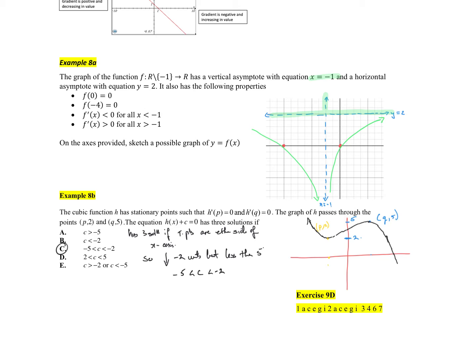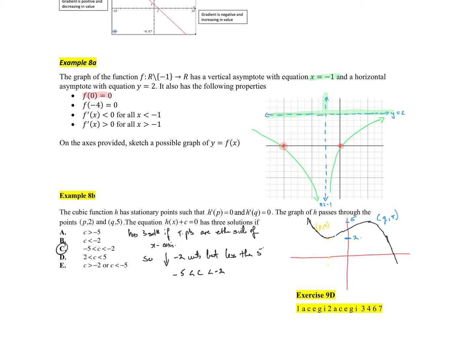f of 0 is equal to 0, so we go through the origin, which is what we've got. Okay, f of -4 is also equal to 0. So there's my two intercepts. So now we've got to make decisions. Well, we get a feel for probably where we're going to be below that horizontal axis.